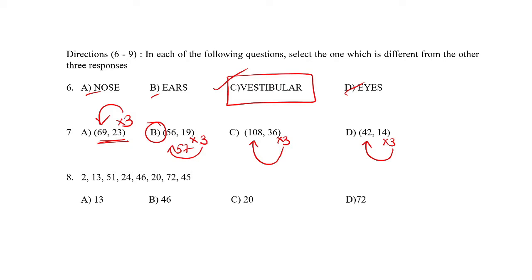Coming to the eighth question, which is the odd man out, which is different from other numbers: 2, 13, 51, 24. If you observe these numbers, 13 is different from the remaining numbers because the remaining numbers are composite numbers. Only 13 is a prime number. So option A is the answer.